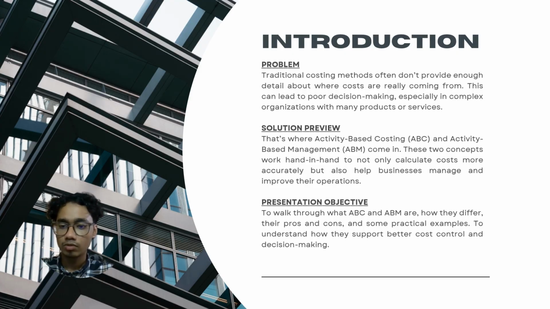We have come up with a solution: we will implement activity-based costing, ABC, and activity-based management, ABM. These two concepts work hand in hand, not only to calculate costs more accurately, but also to help businesses manage and improve their operations. So what do ABC and ABM do? Activity-based costing, ABC, will trace costs to activities and provide a more accurate product and service cost.